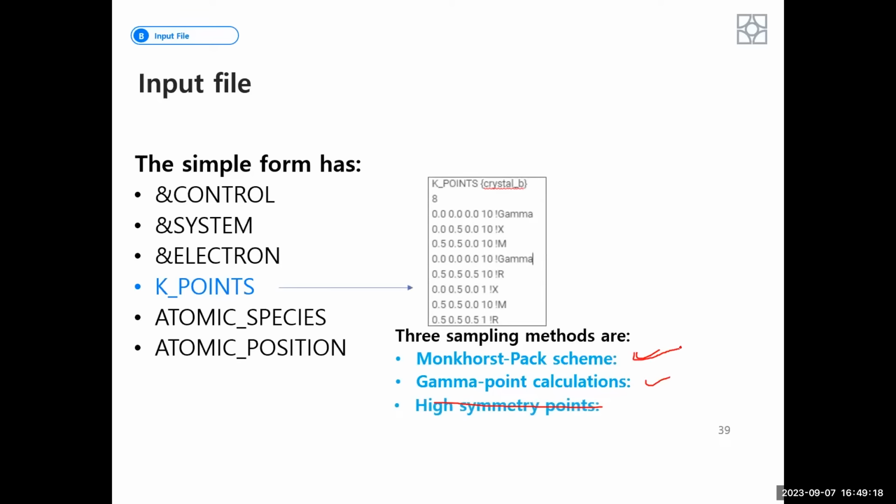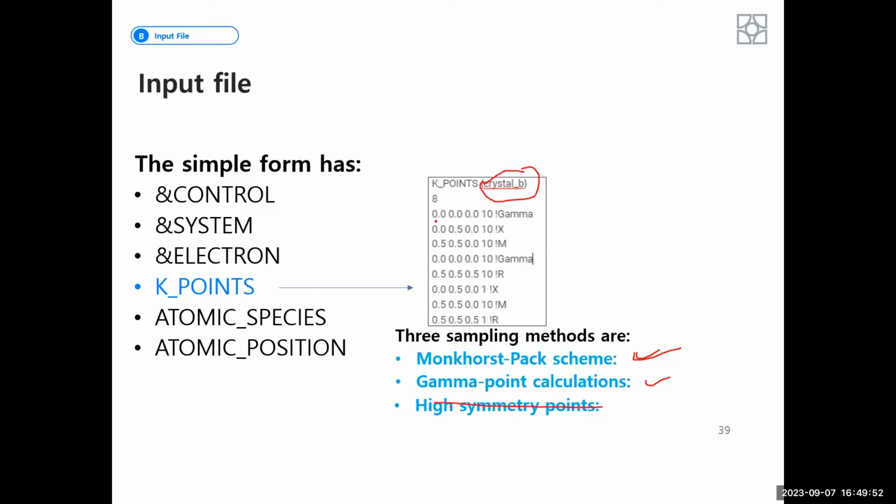it's not common and we are not using it a lot, but this is a high symmetry point, and usually this is the default value. If you define this value, it means you are defining the high symmetry K points in the Brillouin zone. This method is often used for band structure calculation, where the K point path is defined along the high symmetry direction in the Brillouin zone.